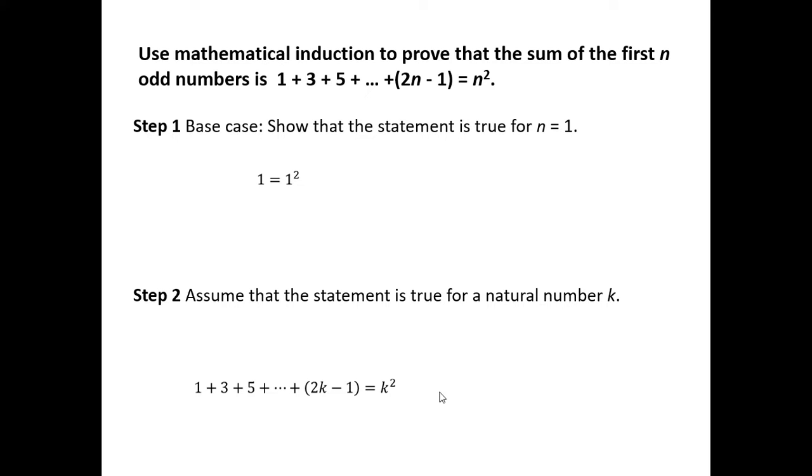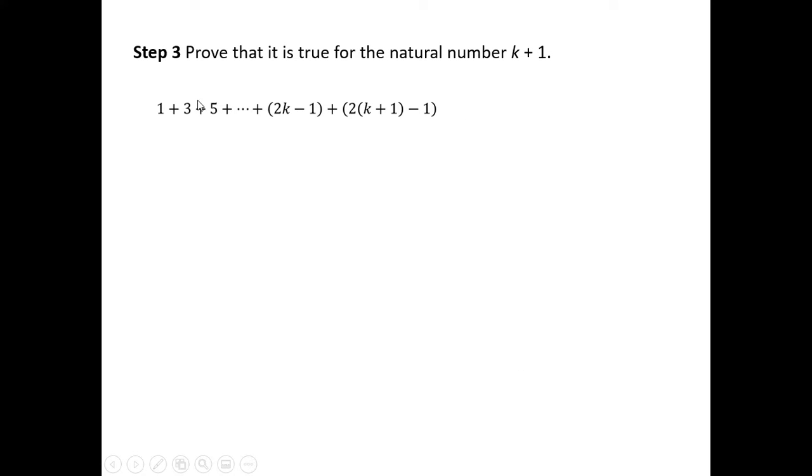Now, what are we going to do for step 3? We're going to take the k plus 1 term. So I'm going to take 2 times k plus 1 minus 1, and I'm going to add it to both sides of the equation. So what does that look like? 1 plus 3 plus 5 plus dot dot dot plus 2k minus 1 plus 2 times k plus 1 minus 1 is equal to k squared plus the same term. Okay? So I'm going to add this term to both sides.